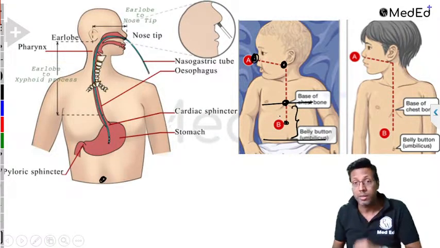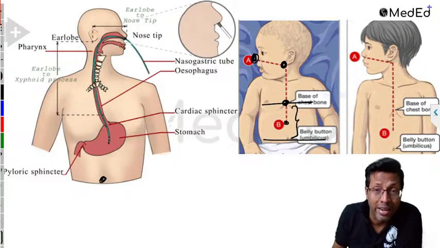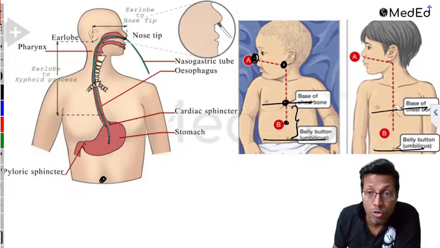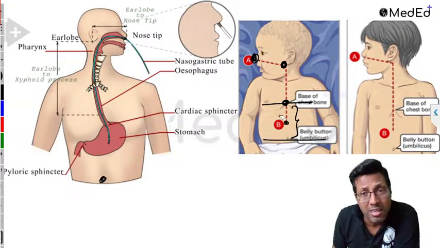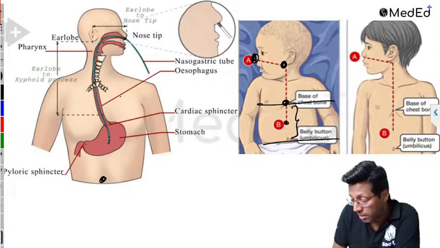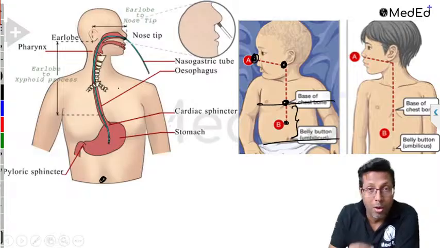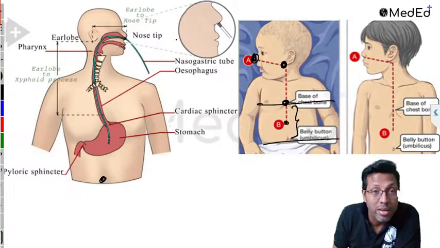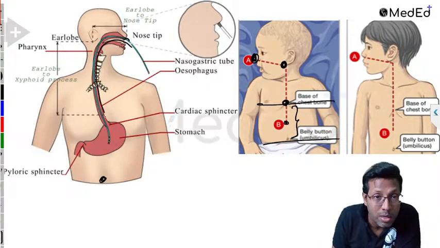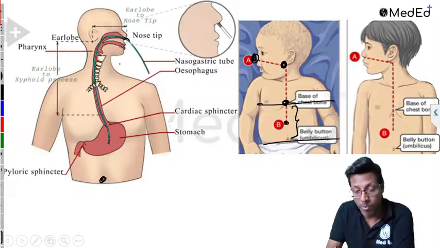Thumbs up, guys. Is that okay? This is the ideal size of the Rayleigh tube, especially for a pediatric patient, but normally this is what we do for adults also. It's the same thing. We ask the patient to sip water so that when he swallows, the Rayleigh tube goes directly inside. Otherwise, all of you know how problematic it is.